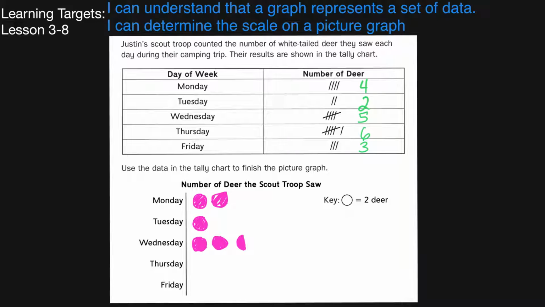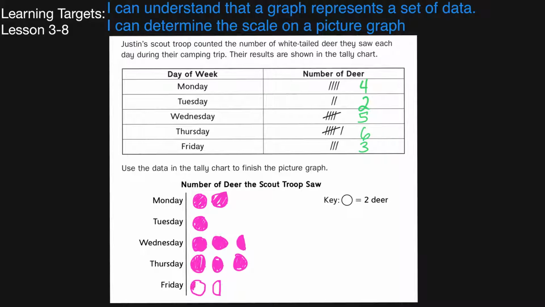So I'm going to count by my 2's. 2, 4, 6. I can color them in. And lastly, I'm going to move on to Friday. And Friday, again, is an odd number. It doesn't fit with 2 deer. So I'm going to have to do what I did with Wednesday, and do a half a circle. So watch here. I've got 2. Draw my circle. Cut it in half. Erase the rest. This is why it's important that we use pencil for our math.